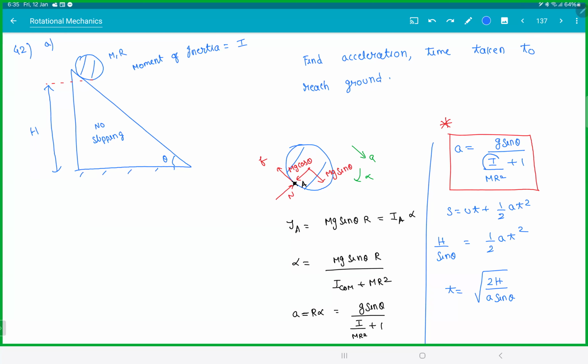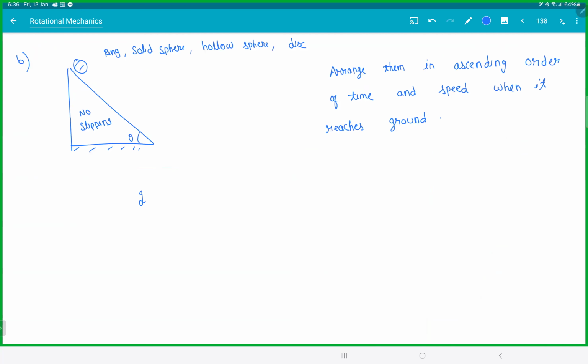Whoever has more moment of inertia will have less acceleration. If you have less acceleration, it will take more time. So if I is more, a is less. Logically, you can think like this also. Higher the moment of inertia, it requires more energy to rotate. That means you have less translation energy. That means you have less speed. Therefore, more time and less speed.